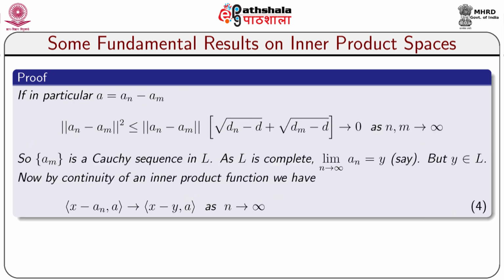If in particular a is taken as a n minus a m, then norm of a n minus a m whole square is less or equal to norm of a n minus a m into root over D n minus D plus root over D m minus D, which goes to 0 as n comma m tends to infinity. This shows that the sequence a n is a Cauchy sequence in capital L. As capital L is complete, the limit as n tends to infinity of a n is equal to y, say, but y belongs to capital L. Now, by continuity of the inner product function, we have inner product x minus a n comma a goes to inner product x minus y comma a as n tends to infinity.